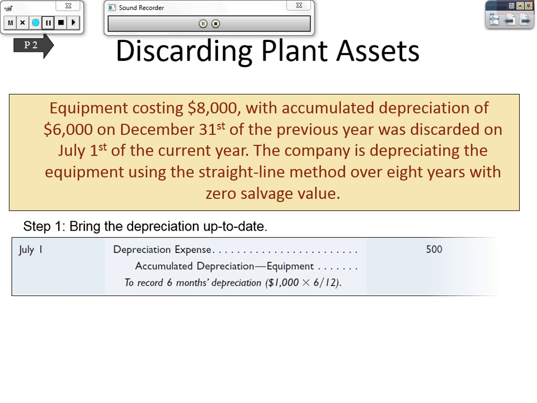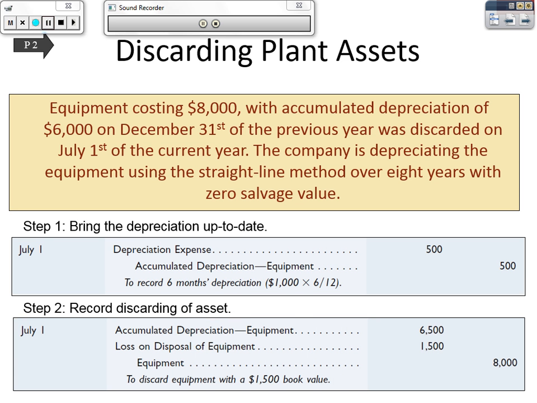This second example, the machine cost $8,000. The accumulated depreciation was less than the cost, right? And still no salvage value, still 8 years useful life. The depreciation expense is partial year. When did they say they purchased it? Or when did they discard it? I should say that. July 1st.